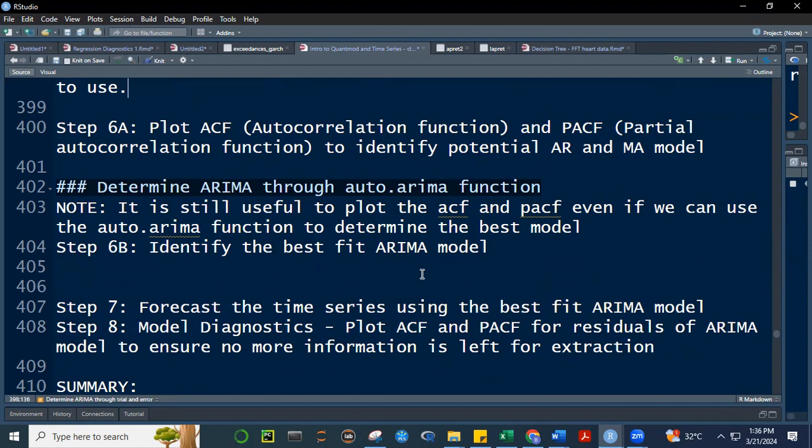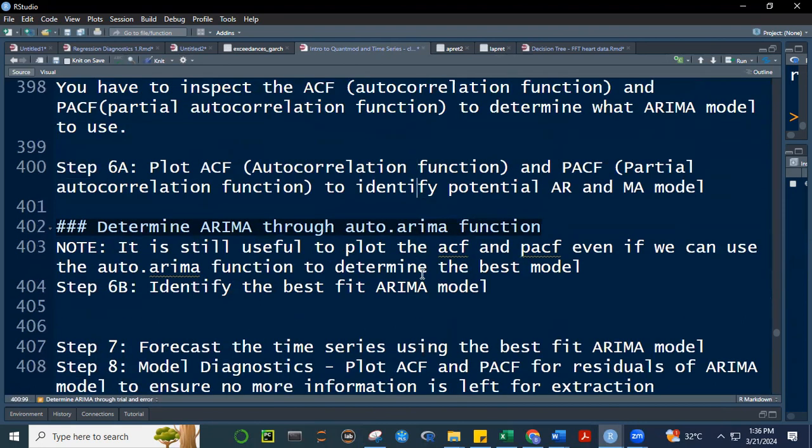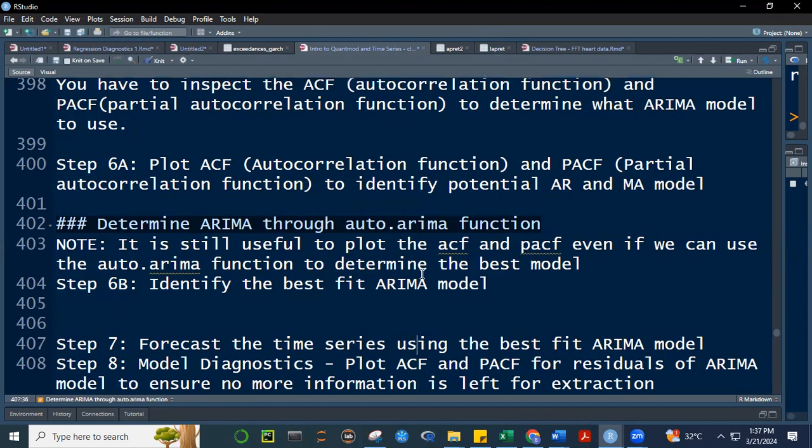Now, pwede rin class, pwede rin hindi na natin i-plot. Although useful pa rin yung pag-plot, kasi class, magkakaroon kayo ng idea kung ano kaya yung model. In your case, class, you will have to plot the ACF and the PACF. However, you will not determine manually kung ano yung ARIMA model natin. What you can do is here in step 6B: determine the ARIMA through the auto.arima function.